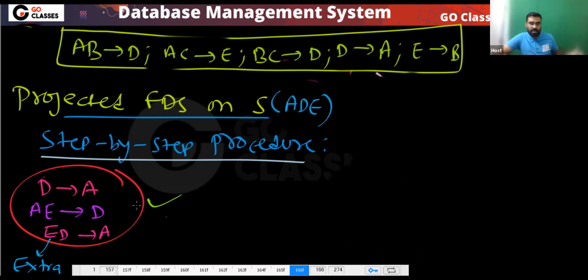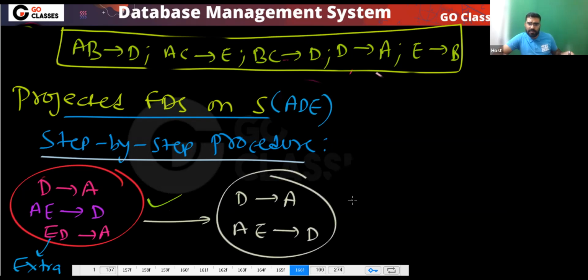So from here, what about this? Is there anything extra here? So here, nothing is extra. So from here, you will get D determine A and AE determine D. This is the minimal cover. Like this you can do.